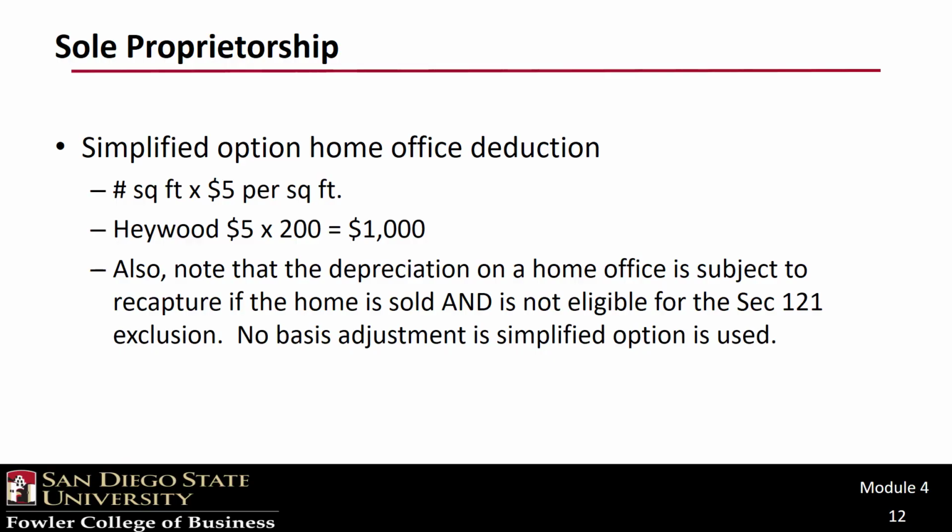To make life simple for taxpayers, an alternative method is available under IRS guidance. Take the square footage of the home office and multiply by the eligible rate, which is $5 for both 2017 and 2018. For Haywood, that's a simple $5 times 200, or $1,000.